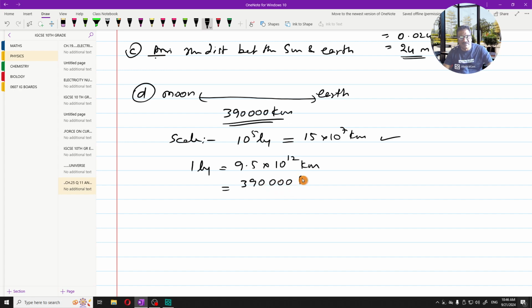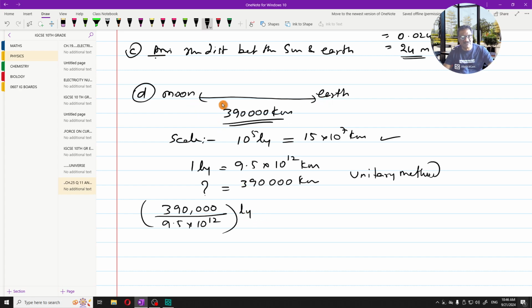390,000 kilometers, this is the distance between the moon and the earth. This will be how many light years? So again, using your unitary method, you will get the answer, and the answer will be 390,000 into 1 divided by 9.5 into 10 raised to 12, and this answer will be in light years. So this distance between the moon and the earth, I am just converting into light years.